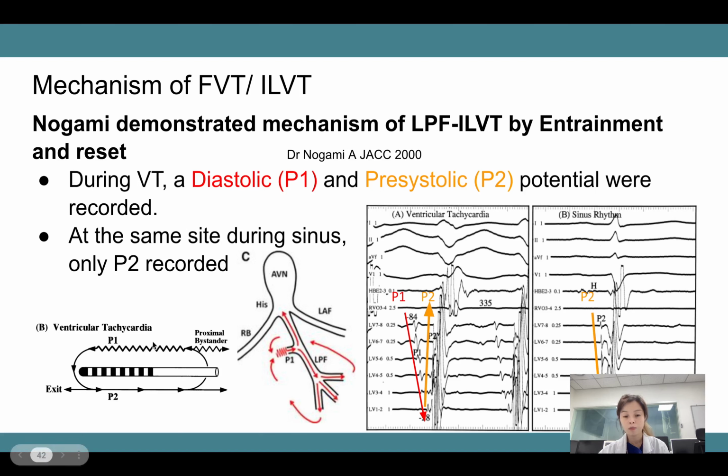This is the proposed mechanism. During the tachycardia, P1 is the entry site from the slow conduction zone to the left posterior fascicle, while P2 is the exit site to the myocardium, which is actually a bystander of the circuit. Therefore, during ventricular tachycardia, P1 travels from proximal to distal, while P2 travels from distal to proximal. But why can P1 not be seen during sinus rhythm?